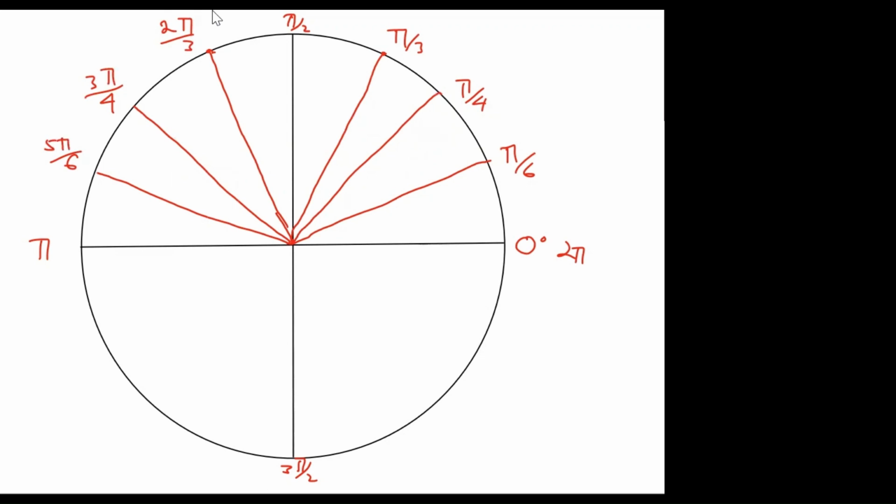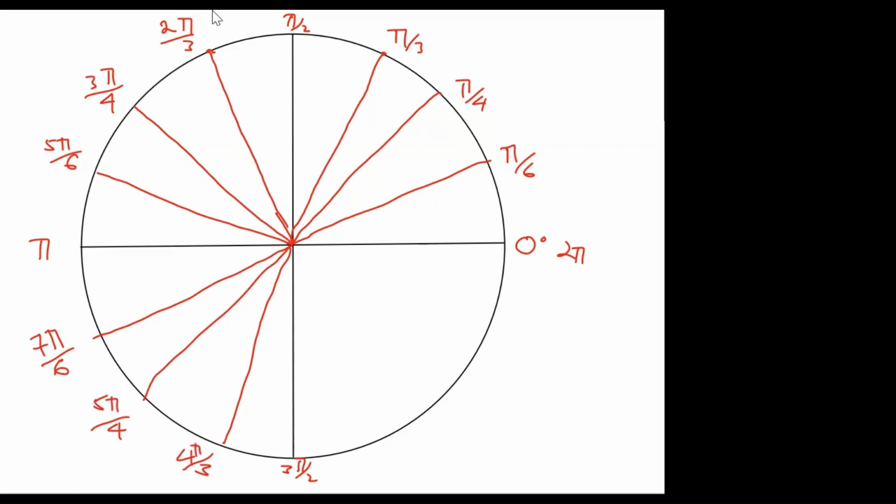You finish with 6, so start with 6 again. So the numerators are 6, 4, and 3. For the third quadrant, to find the numerator, add 1 to the denominator. So that's 7, that's 5, and that's 4.